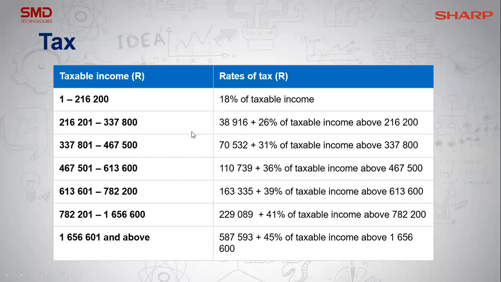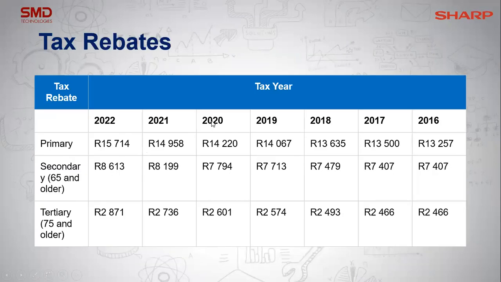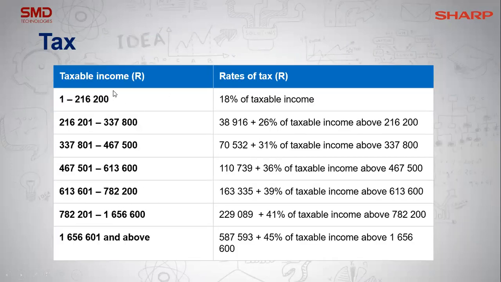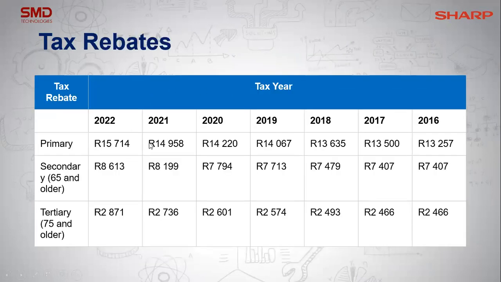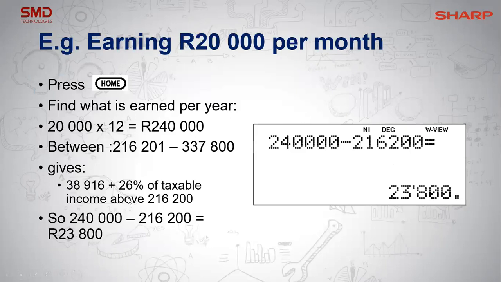Because since 2022 tax ended in February, but we'll use it. So here are your income per year and how much tax you'd have to pay, and then your primary rebates versus your secondary and tertiary. So the older you are, over 65 and above, you're going to get even better rebates on your tax amount.